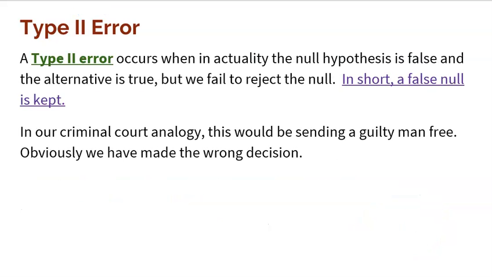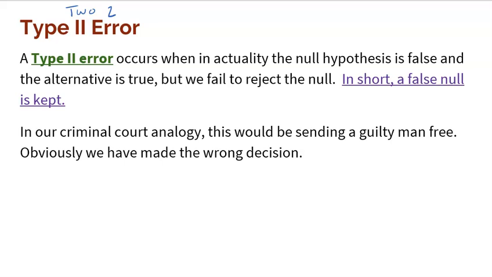All right. A type 2 error, and again, notice the Roman numeral number 2. You could use the word TWO or 2, but we typically use the Roman numeral number 2. A type 2 error occurs when in actuality, the null hypothesis is false and the alternative is true. So in actuality, the alternative is true, but the error is we failed to reject the null. So in short, a false null is kept. So the null is wrong, the alternative is true, but we keep the null. We failed to reject the null. We don't say that the null is correct, we keep it.